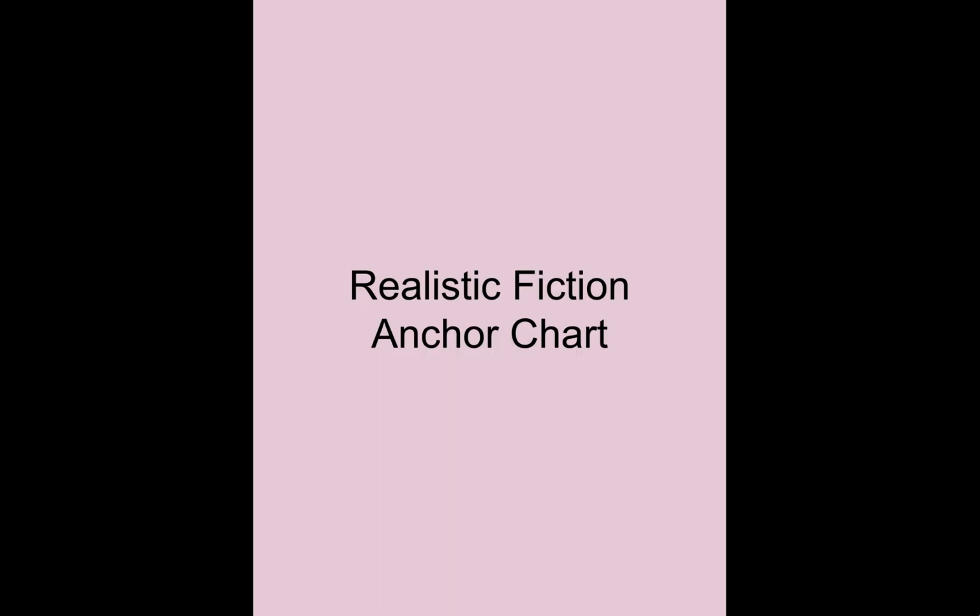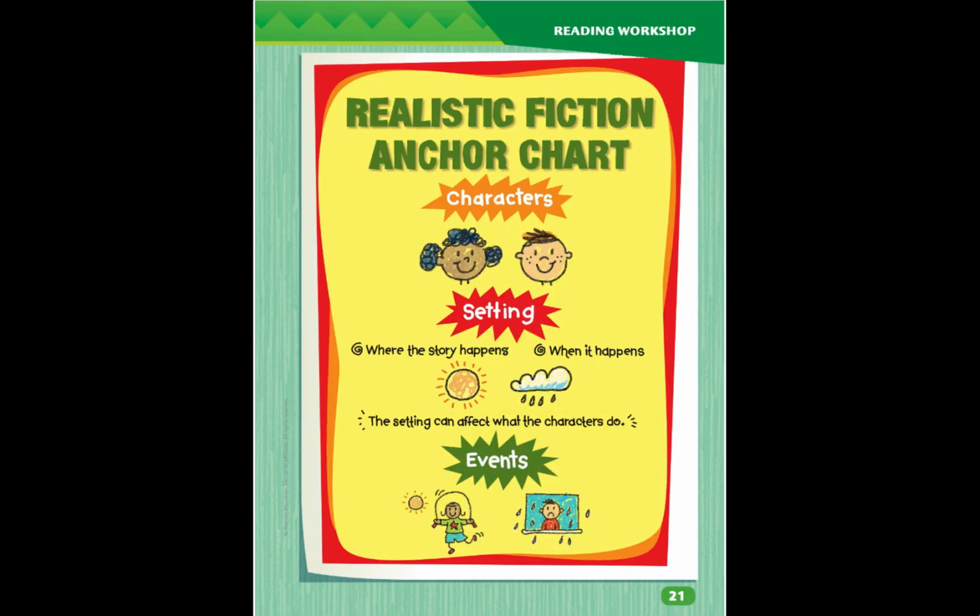So let's go ahead and take a look at the realistic fiction anchor chart. We're going to just go over a few things that tell us exactly what we will find in a realistic fiction. So, of course, we'll have characters. Then we'll have a setting. It'll tell us where the story happens, and it will tell us when it happens. The setting can affect what the characters do.